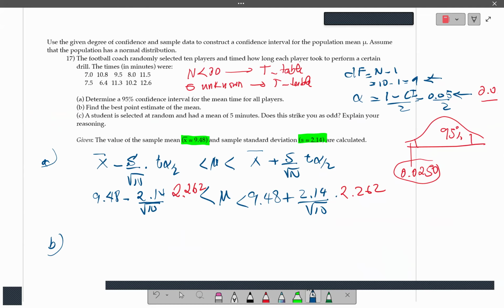B, find the best point estimate. Okay, this is kind of a tricky question. Find the best point estimate. Ours is the X bar. X bar is going to be 9.48. You don't really have to do anything in here. C.